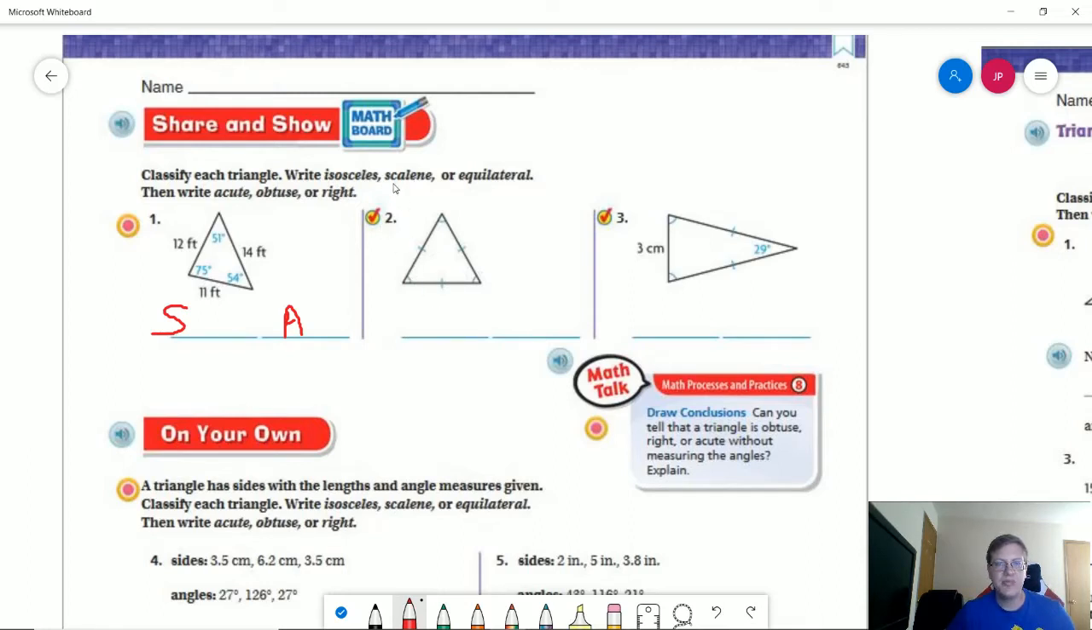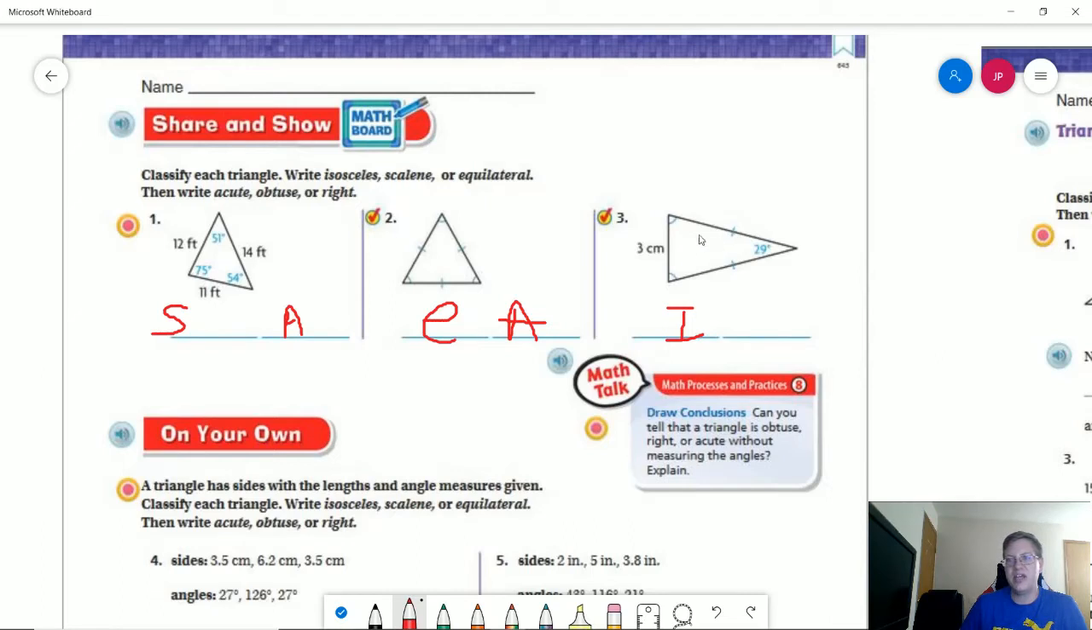And so that would be an equilateral acute triangle. And then our last one will be scalene because we have, or excuse me, isosceles. It's been a while. We have one matching pair, and then we are going to have an angle that is 29 degrees, and then two angles that are both less than 90 degrees that are matching.